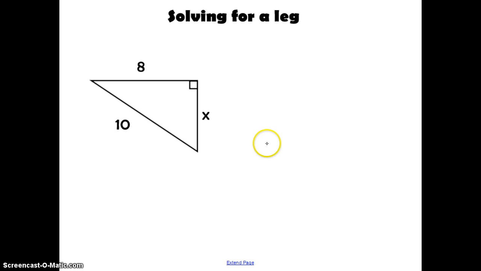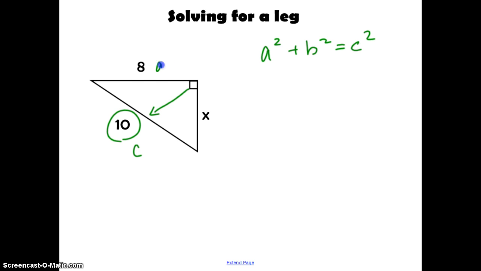Now, in these problems, we're going to do a couple examples while we're solving for a leg. You're going to use the same setup, a squared plus b squared equals c squared. But this time, across from the right angle we have the hypotenuse, and the hypotenuse is 10. Again, it doesn't matter which one's a or b, but when we substitute in, we get 8 squared plus x squared equals 10 squared. The only thing that's different is our x is over here instead of on the side by itself.